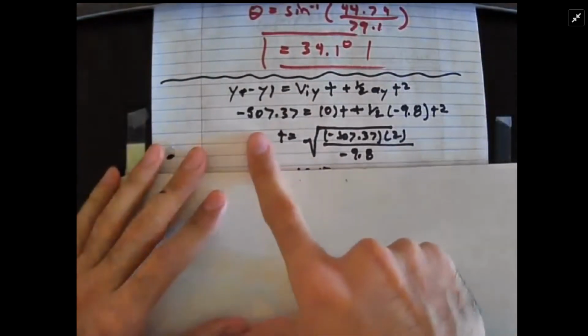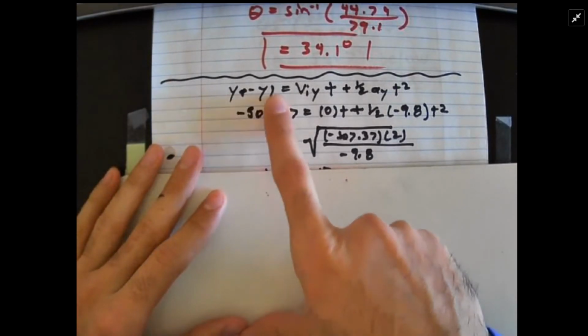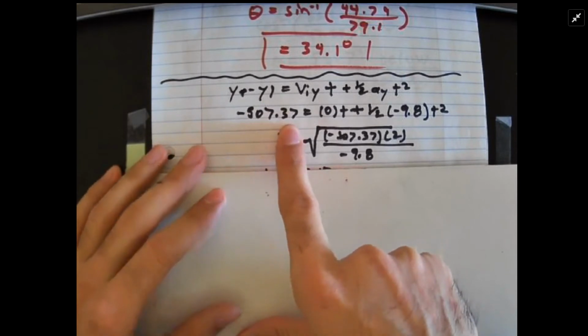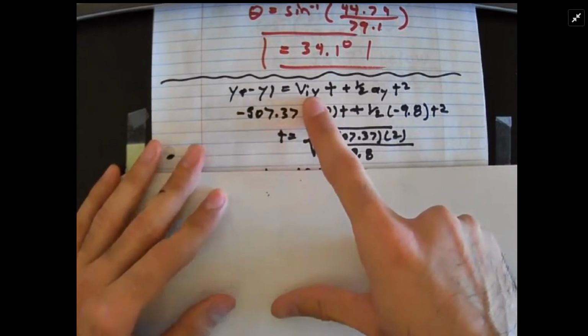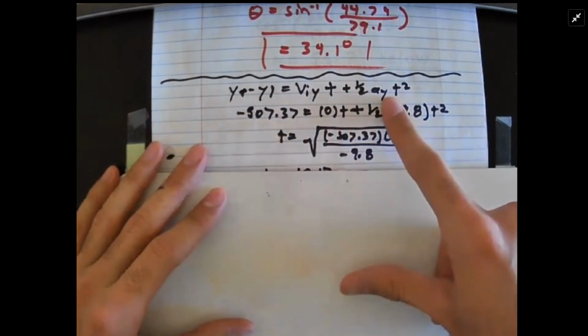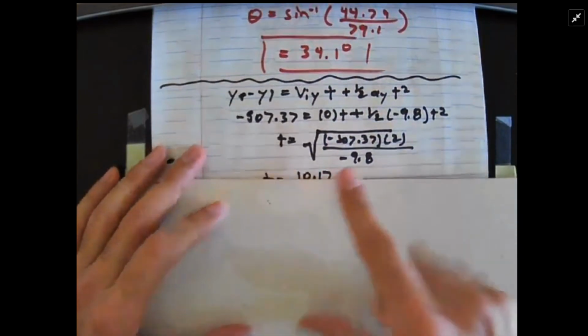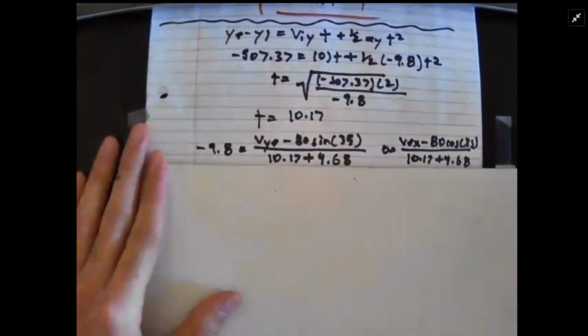So what that means is I know my initial y is going to be 507.37 meters, and then there's a negative sign there making this negative. I know that my initial y velocity is 0, so this goes to 0. I know my acceleration in the y direction, and I'm looking for t. So after plugging in all of that, t is 10.17 seconds.